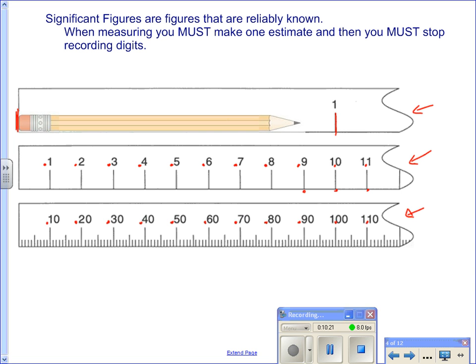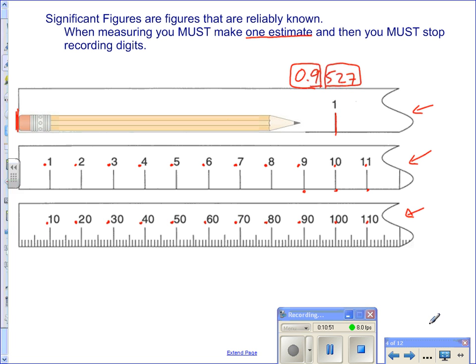So we must make one estimate. And our estimate might be something like this. It's 0.9, right? That 0.9 is an estimate. I don't know for sure it's 0.9 based on this, but I'm estimating it about that. I did make an estimate and I stopped at that. I cannot say it's 0.9527 because I have no idea whether this is true or not. I only know that this is close to true and I have to stop at that first estimate.